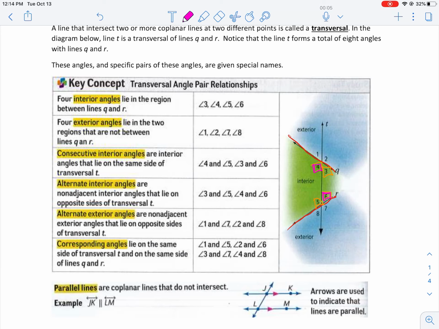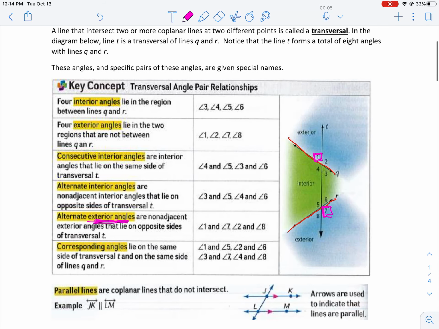Alternate exterior. Now we're talking about angles on the outside, kind of the same thing as with the interior. We're looking at the outside, but we're going to the opposite side of the transversal. So 1 and 7 are alternate exterior, and 2 and 8 are also alternate exterior. Let's hold the thought on corresponding angles. I think corresponding angles are easier to see when both lines are parallel.